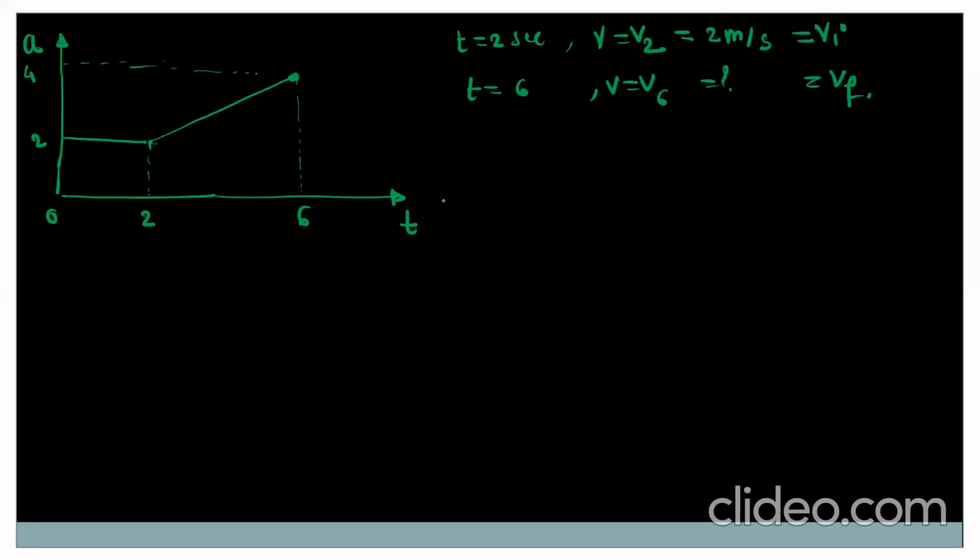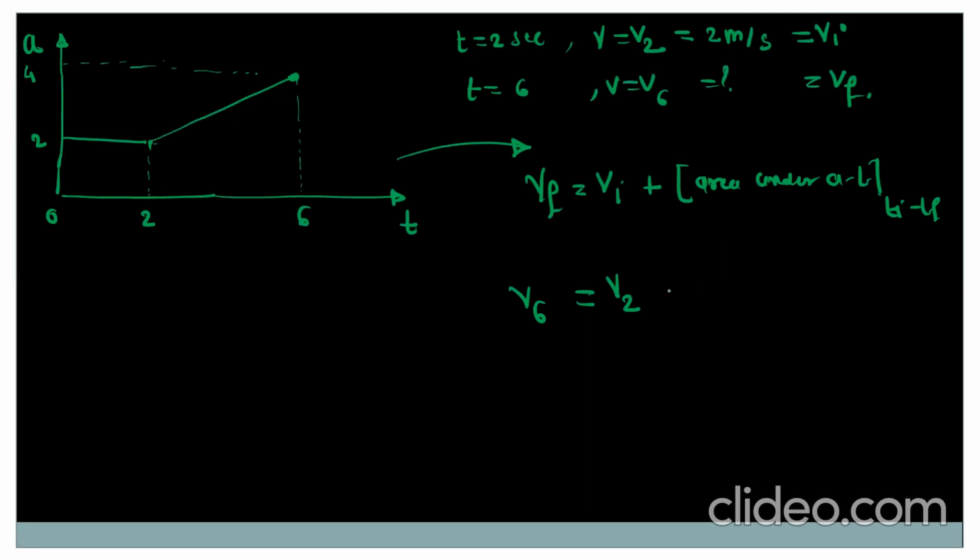So the acceleration time graph is given, and we want to find out the velocity. So we will use the equation vf is equal to vi plus the area under the AT graph from time ti to tf. Here the initial time is 2 second, and the final time is 6 second. So vi is equal to v2, and vf is v6, plus the area from time 2 to 6 second. v2 is given, that is equal to 2 meter per second, and this area we can find out. So this is the total area.